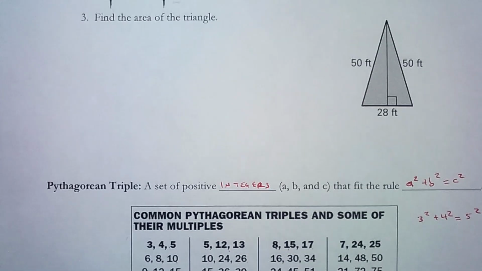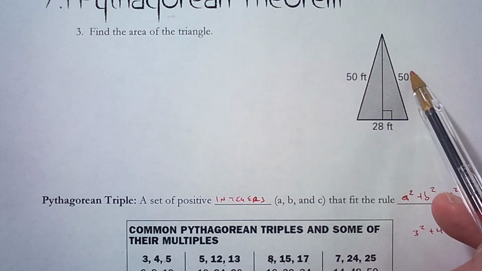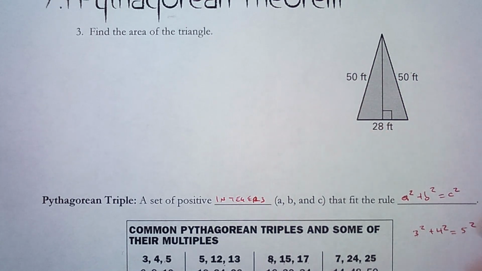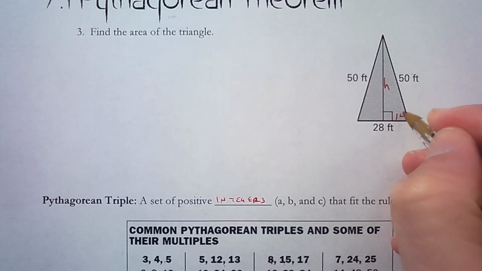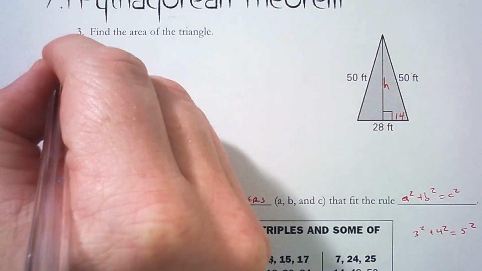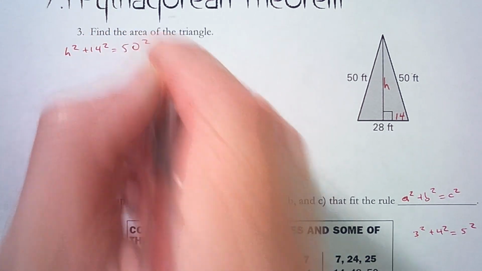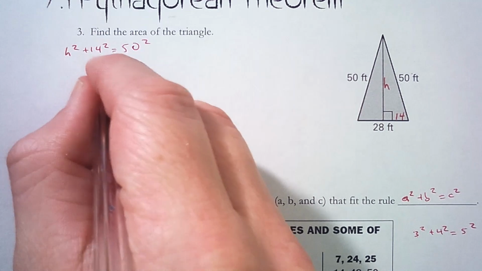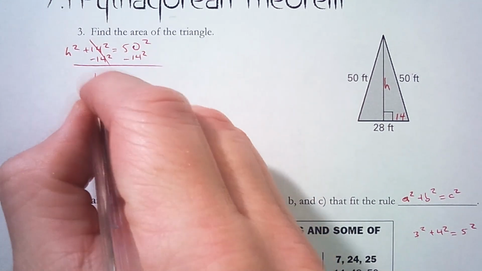Okay, one more of those. This time the picture is drawn for us. We've got an isosceles triangle with legs of 50 and a base of 28, and I need to find this height. So I've got a 14 right here, that's half the base. So I have h squared plus 14 squared equals 50 squared. So we will subtract 14 squared from both sides.